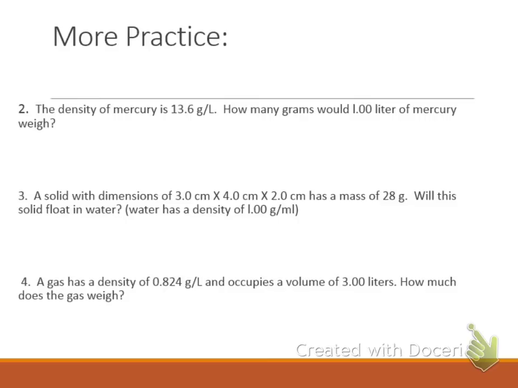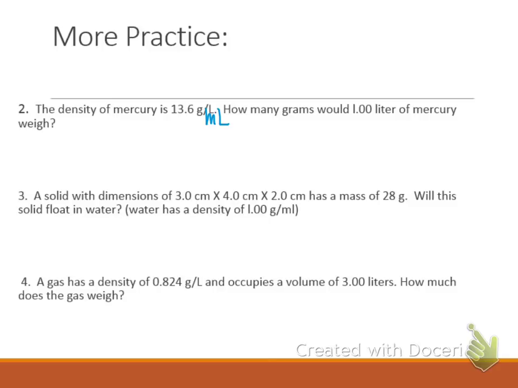The density, that is a typo. There's no way that the density of mercury would be 13.6 grams per liter. It should be milliliters or centimeter cubed, but to make our life easier, let's just put that as milliliters. Otherwise that's way wrong, because in terms of liters, that would be a heck of a lot higher than that, okay?